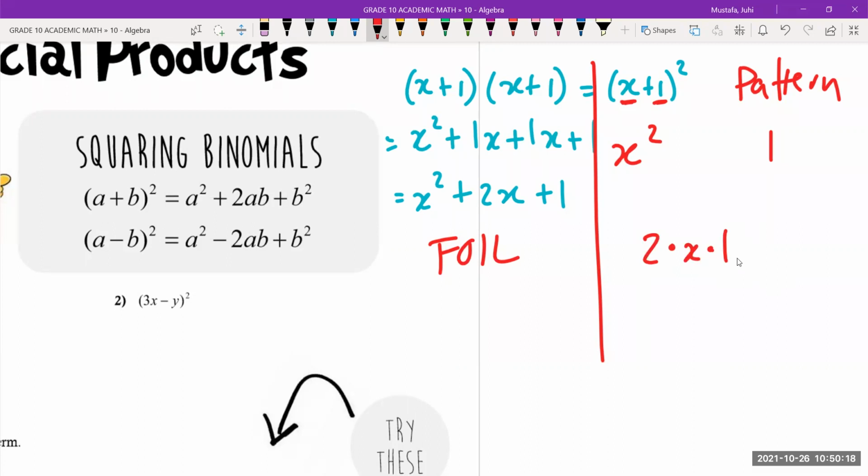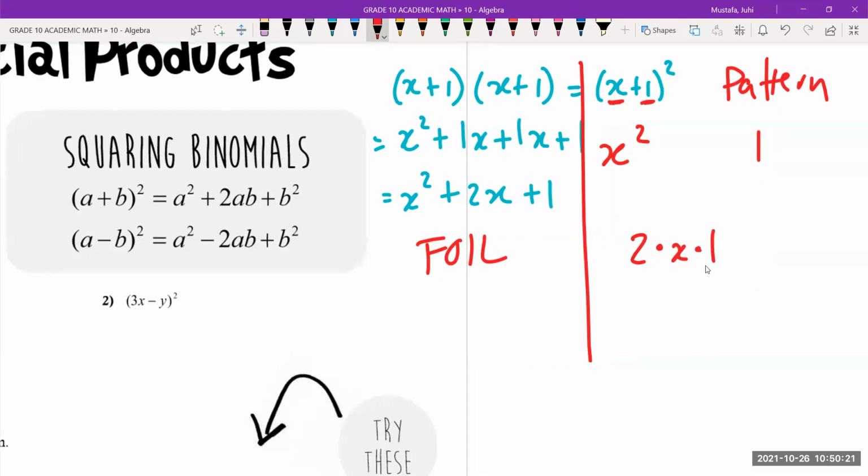Wait, sorry. Yeah, I'll show it to you again. I'll just move it down and over.